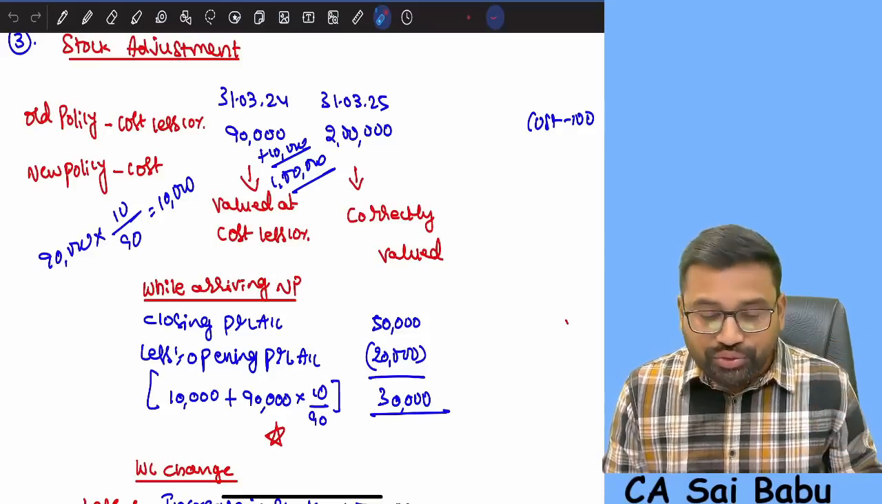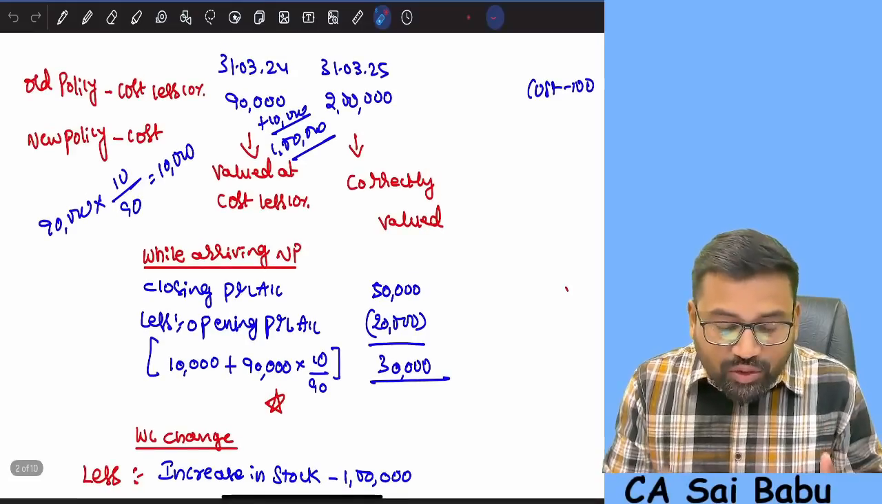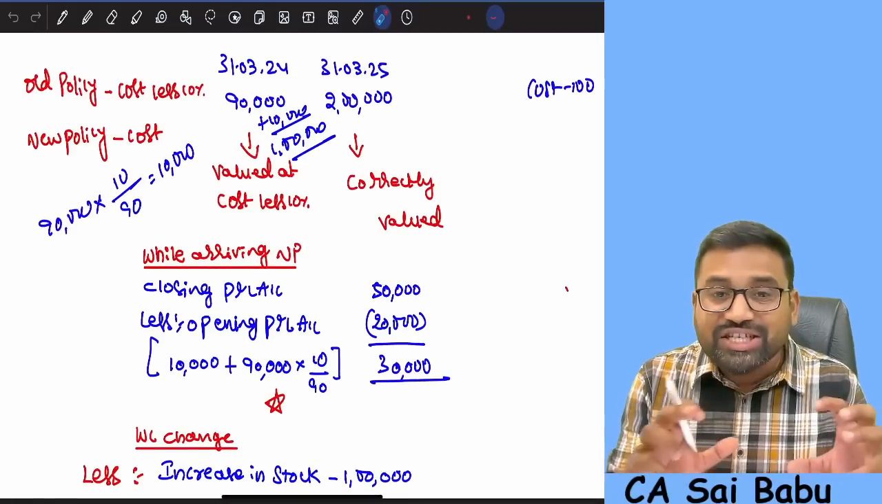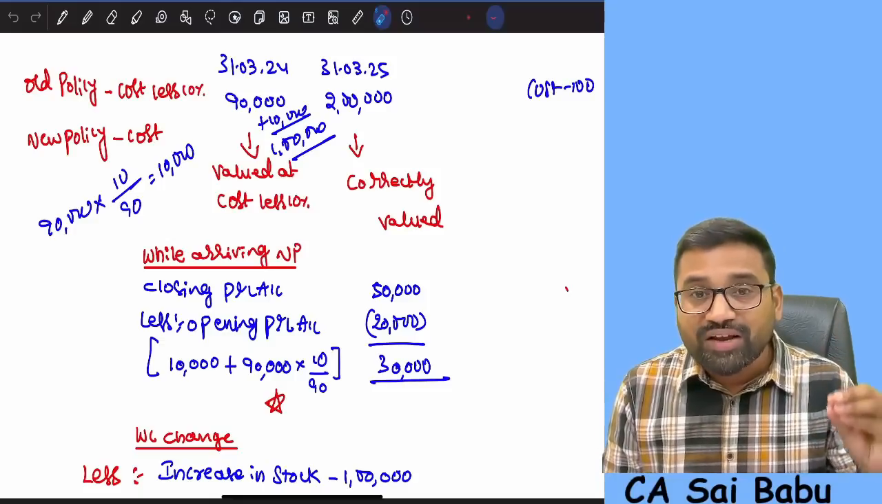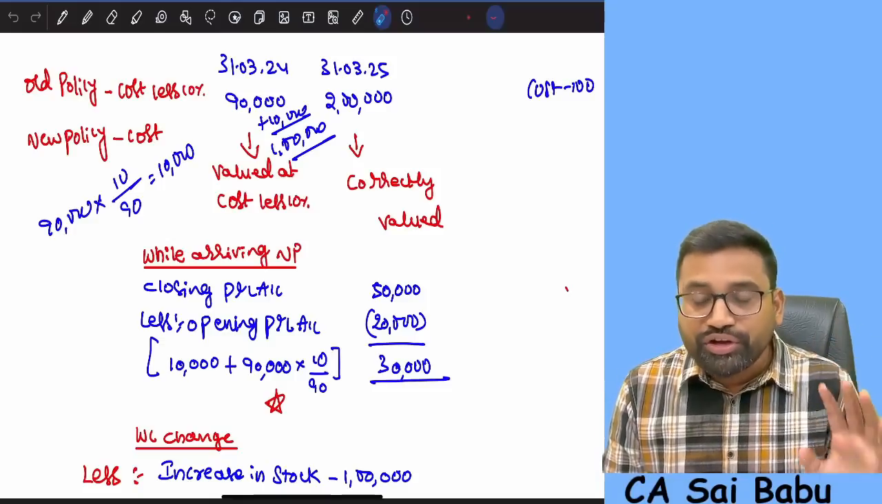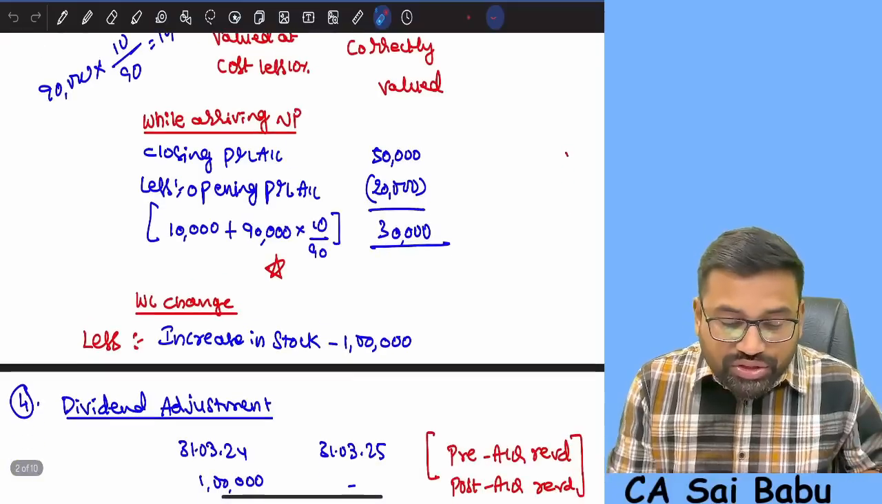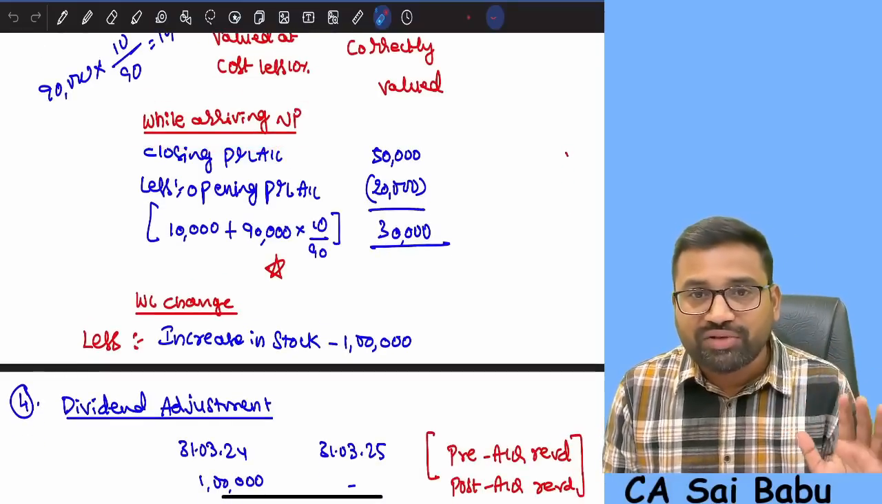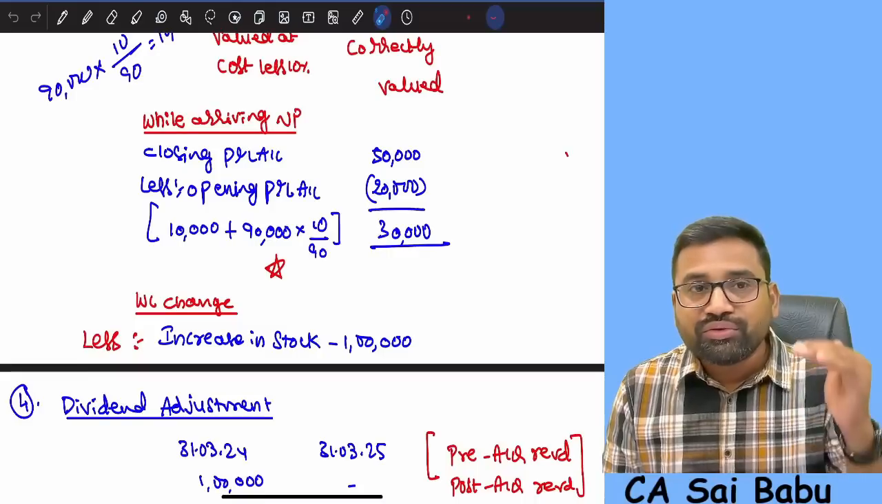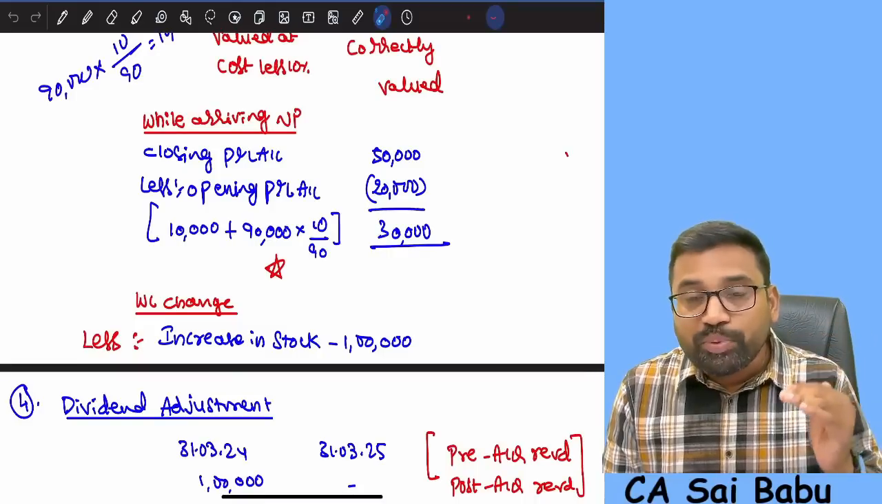Therefore, what I need to do is, in the question, if they have given any adjustment relating to stock and they said that stock was undervalued in the opening, now what you need to do is, suppose you need to ascertain net profit before tax. Suppose net profit before tax is not given in the question. What we need to do? Closing P&L balance minus opening P&L balance.